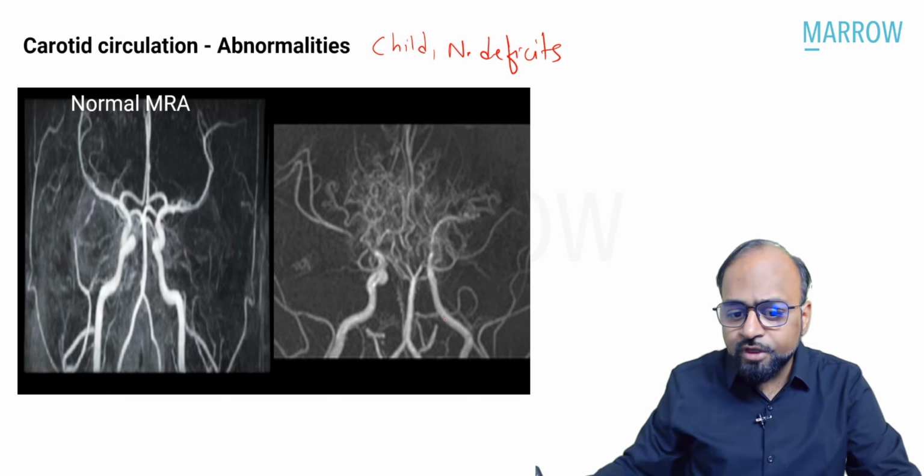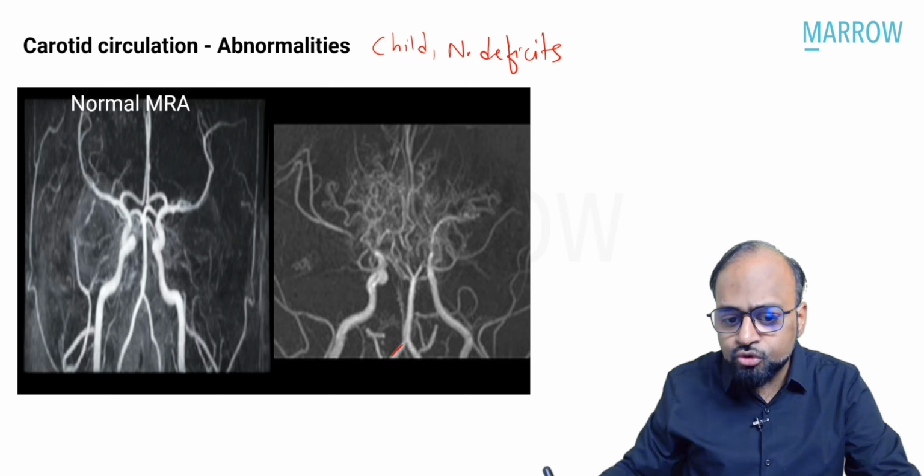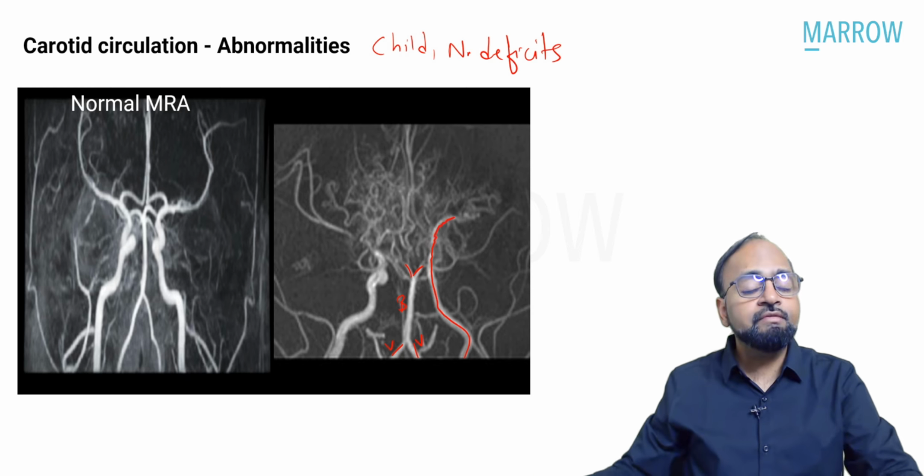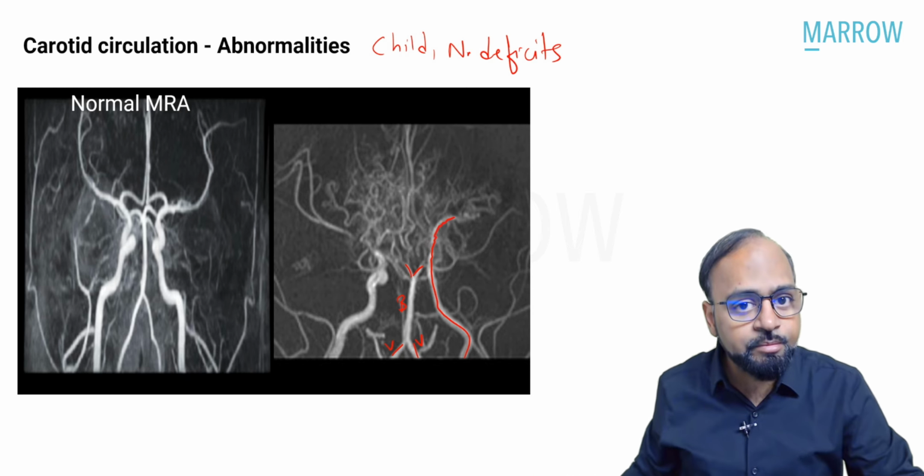If you look at the MR angio very carefully, see the posterior circulation looks all right. So the vertebral arteries are good enough. The basilar artery is good. It is dividing into posterior cerebral arteries. But if you look at the left ICA, till this point it looks all right, but then you are not able to see the left ICA branching into the middle and the anterior cerebral artery.